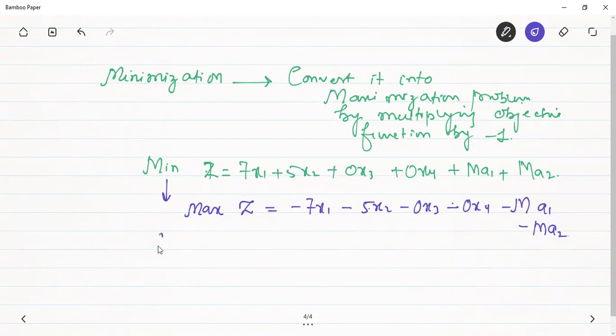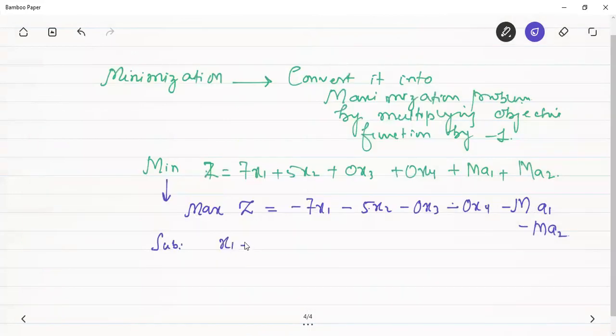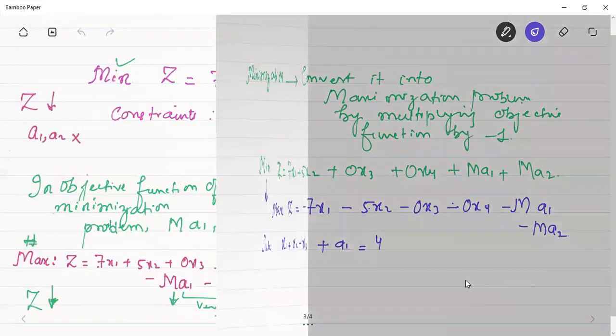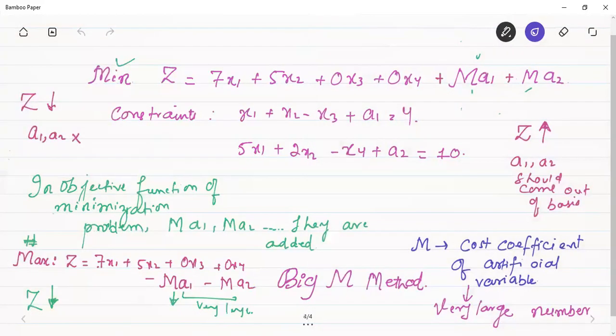The constants will remain the same. The constants would be the same, which are x1 plus x2 minus x3 plus a1 equal to 4, and the second constraint was 5x1 plus 2x2 minus x4 plus a2 equal to 10. Was it 10? Yes, it was 10.